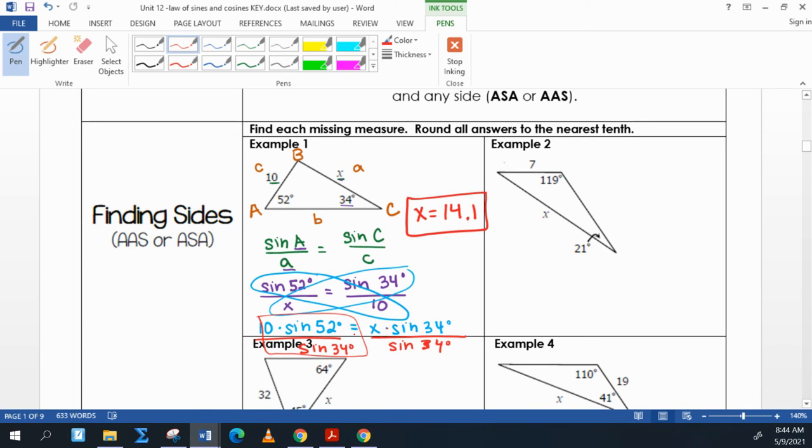Okay, so that is that x. Just that 10 times the sine of 52 divided by the sine of 34. Not too bad, right? All right, let's try another one here. Let's look at this one. Again, we're just going to label our triangle.